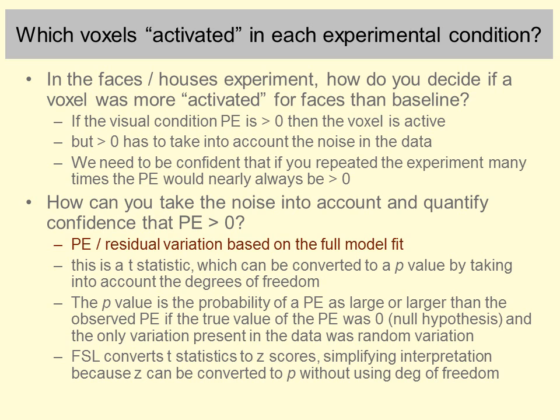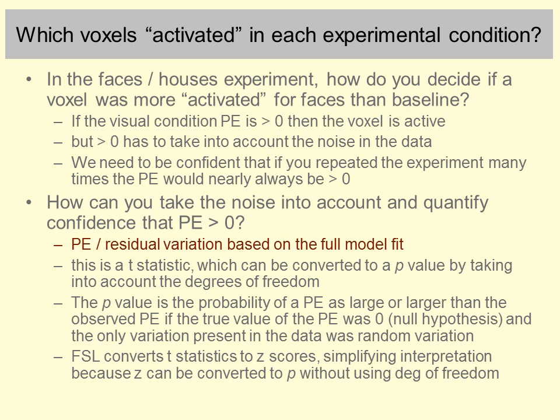So essentially what you've then got is a t-statistic which is converted into a p-value by taking into account the degrees of freedom, just as for behavioural data, SPSS, etc. So that p-value is the probability that a parameter estimate as large or larger than the observed parameter estimate would occur if the true value of the parameter estimate in the population at that voxel was 0, and the only actual variation present in the data was random.